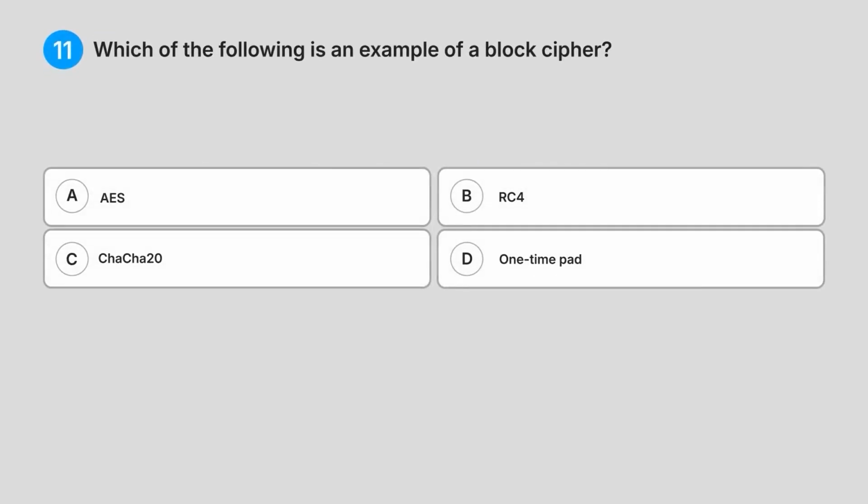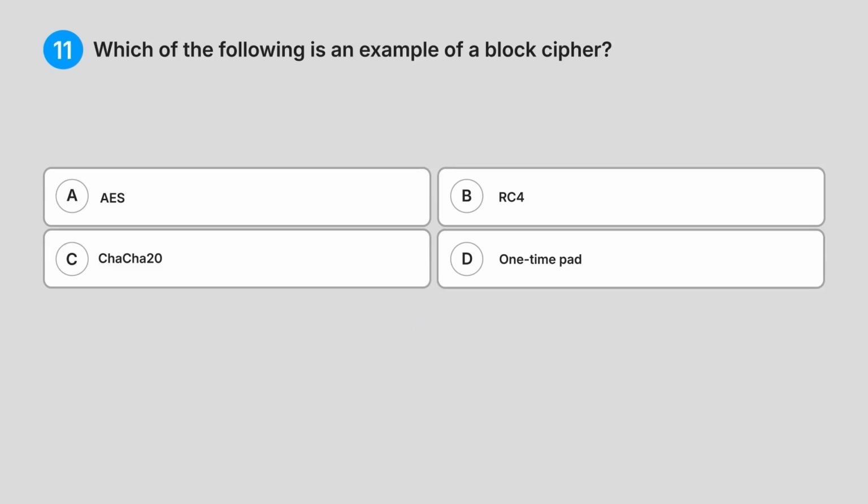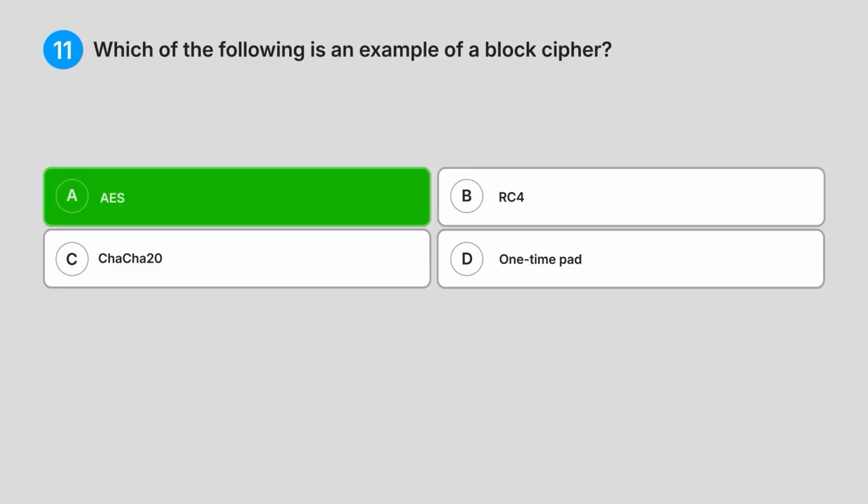11. Which of the following is an example of a block cipher? A. AES, B. RC4, C. ChaCha20, D. one-time pad. Do you know the answer? Correct answer, A. AES.